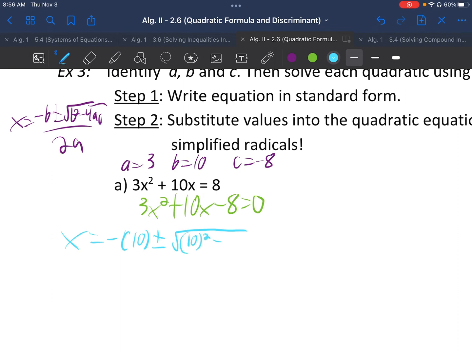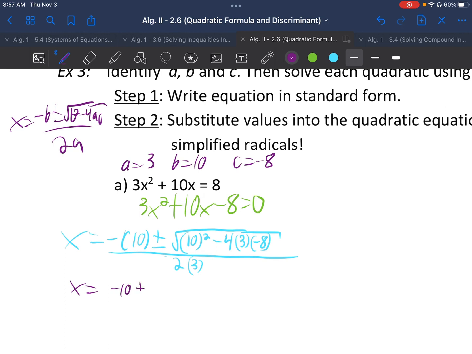is plus or minus the square root of 10 squared instead of b squared, minus 4 times ac, so 3 times negative 8, all over 2 times 3. You also might notice, by the way, that this underneath the square root, the b squared minus 4ac, that's the discriminant that we were working with earlier that told us, hey, 2 real, 1 real, or 2 non-real or imaginary.